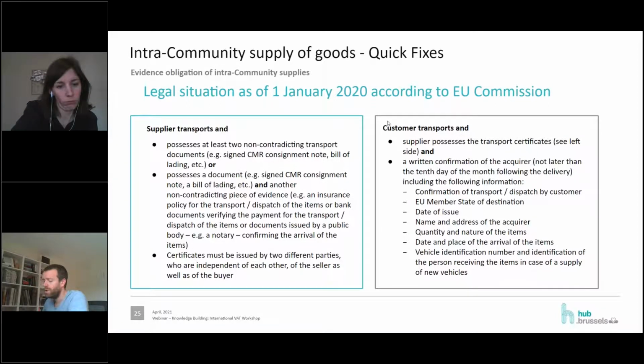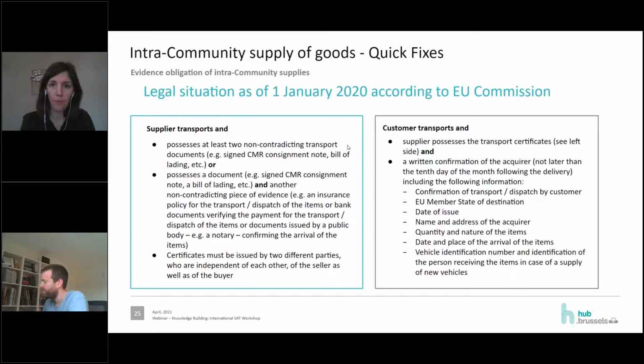When the supplier does the transport, you should at least possess two non-contradictory transport documents. So a signed CMR, bill of lading, or another document that justifies the transport, or possess one document that is still related to the transport, such as the signed CMR or any other transport document, and another non-contradictory piece of evidence, which can be an invoice from your transport company, insurance policy, a dispatch of the item, or bank documents. Everything that can actually show that the goods have been transported from one country to another one.